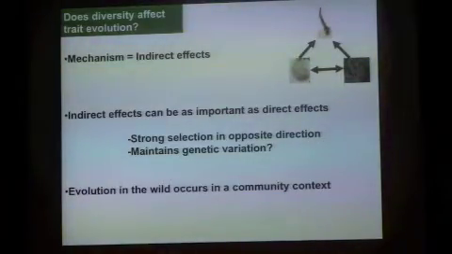And then the last thing I wanted to point out is just that evolution in the wild occurs in this community context. So very few species evolve in isolation, just interacting with one other species. Most of them interact with dozens of other species over their lifetime. And so evolutionary response to these indirect effects could be really common in natural environments.